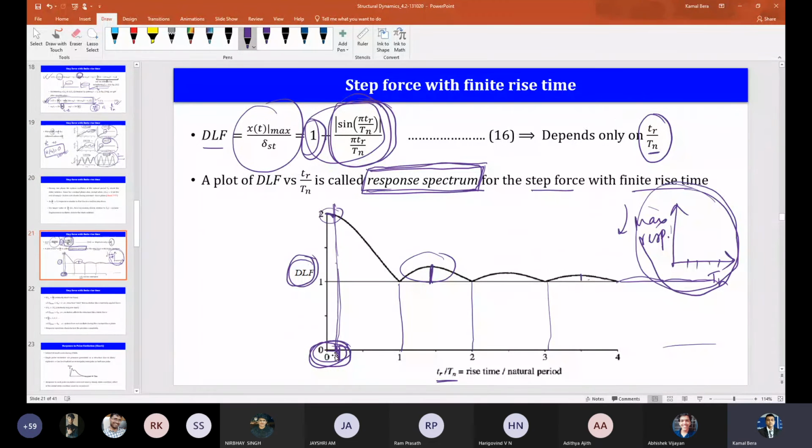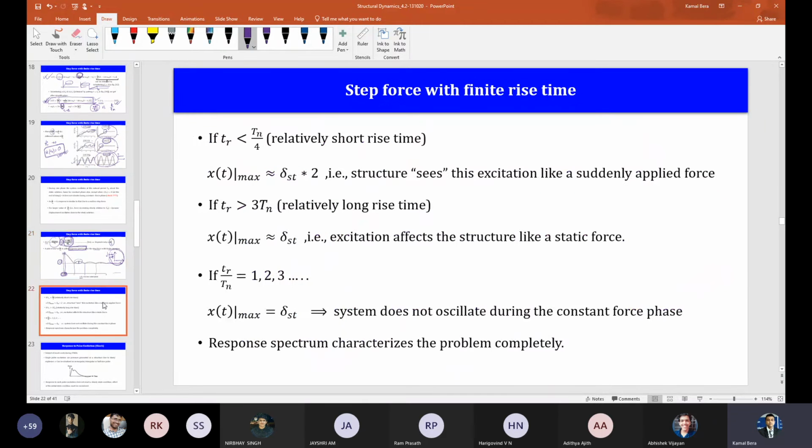And when tr by tn is much less, I mean less than 0.2 or something around this range, the DLF is 2. So that means the structure sees the external excitation like a suddenly applied force. Okay, correct? So the response spectrum is actually defining everything. Whatever I have just told, that is written here.